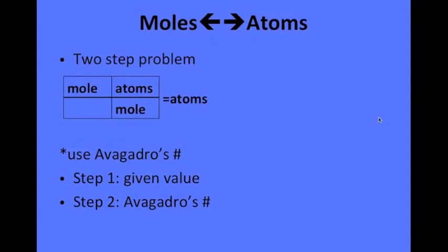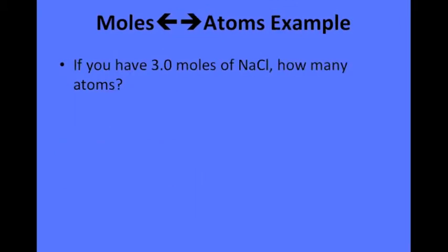Now we have moles to atoms, which is another two-step problem. So you start with your given value of moles, and then whatever compound you have, you put that diagonally to the bottom with just 1 mole, and on top you're going to put Avogadro's number, which is 6.02 e to the 23rd. And so here's the example.